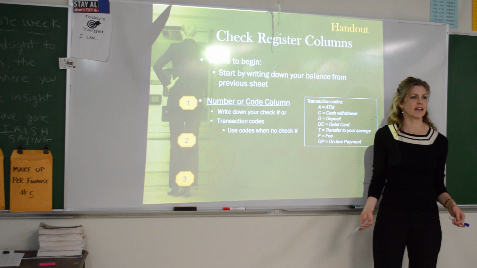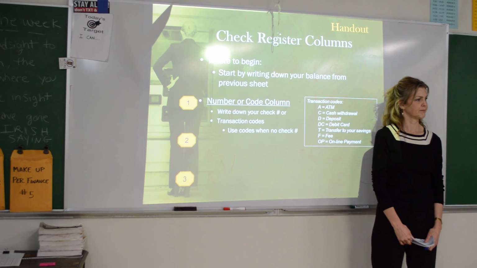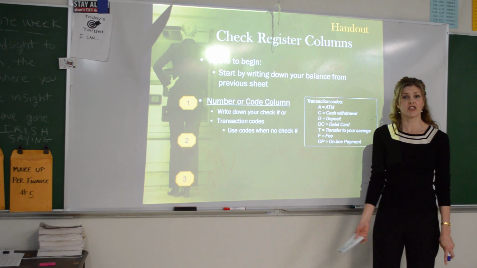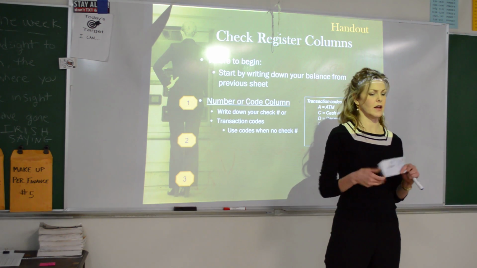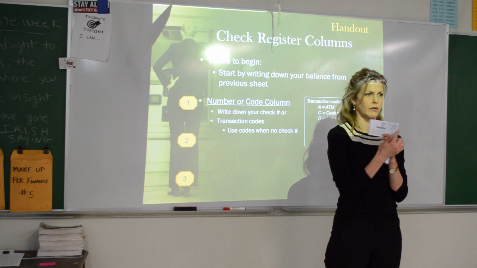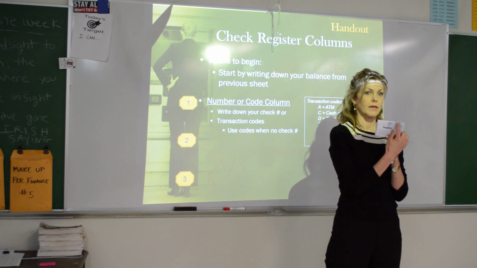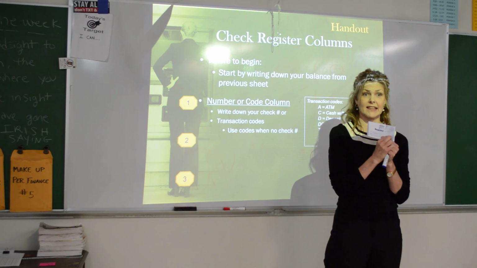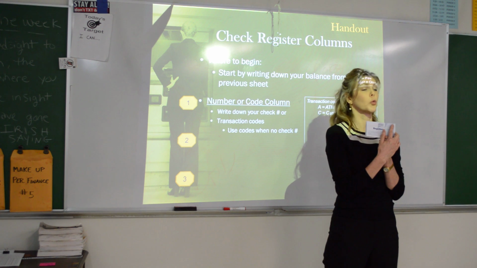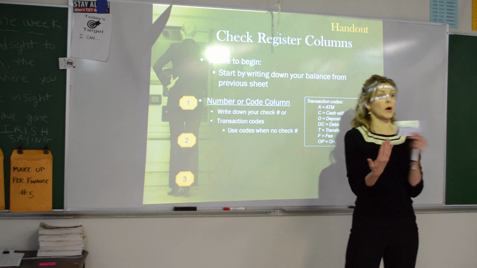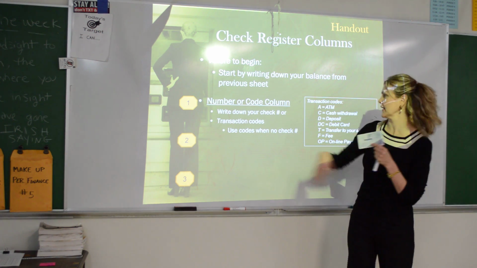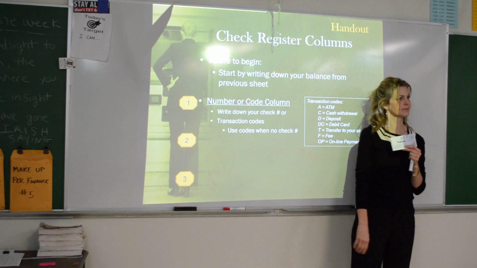Where would you find the check number? On the check itself. Where is it? And where would you find it? If this is a check, where would it be? The bottom. You can find it at the bottom. It's the last set of numbers, but it's also in the upper right-hand corner as well, okay? So if you're writing check 100 to somebody, what would you write in the number or code column?